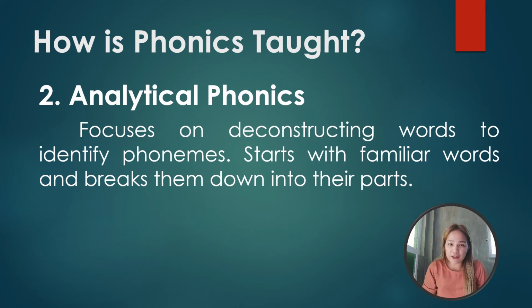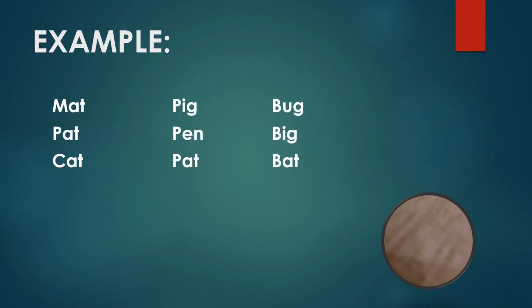When we say analytical phonics, it focuses on deconstructing words to identify phonemes, and it starts with familiar words and breaks them down into their parts. A teacher will present familiar words like mat, pat, cat. Then the student will try to identify the phoneme A within those words. In the next example, we have pig, pen, pat. The students will now try to identify the phoneme P in those examples. And bug, big, bat, the students will try to identify the letter B within those words.